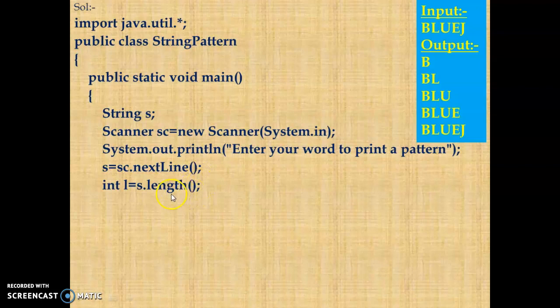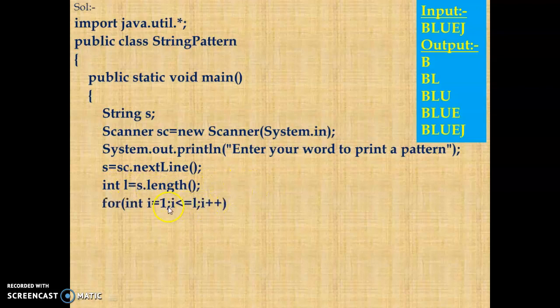I already discussed all of these string related functions in my previous video. Here I will provide the link of those videos in my description box. Then find out how many characters there are. It returns an integer. Suppose in case of BlueJ, it starts counting from 1: 1, 2, 3, 4, 5. So in L we get 5. That's why it is an integer type variable.